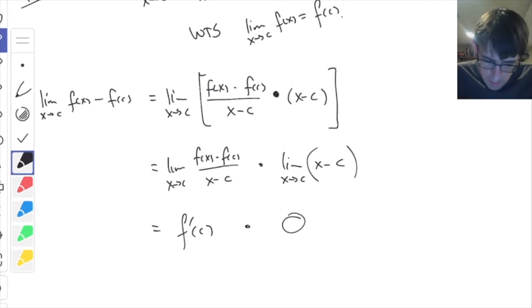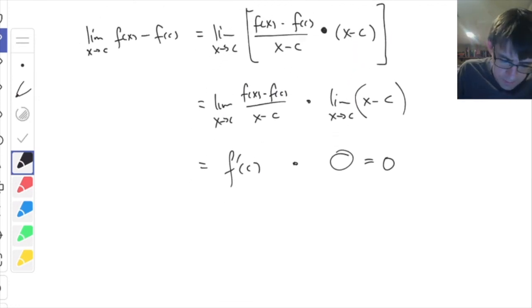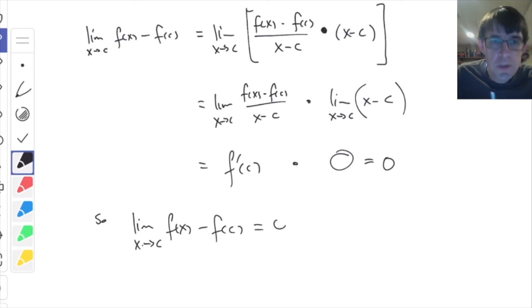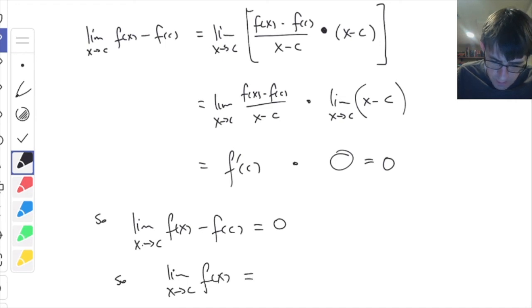But anyway, this is 0, all right? So all throughout here, what we said, the limit as x goes to c of f of x minus f of c equals 0. And you can just add f of c on both sides there. So the limit as x goes to c of f of x equals f of c, right?